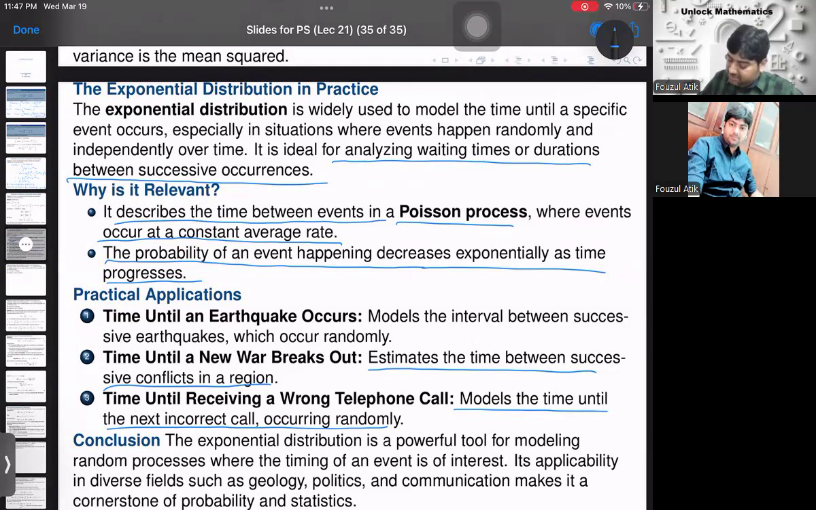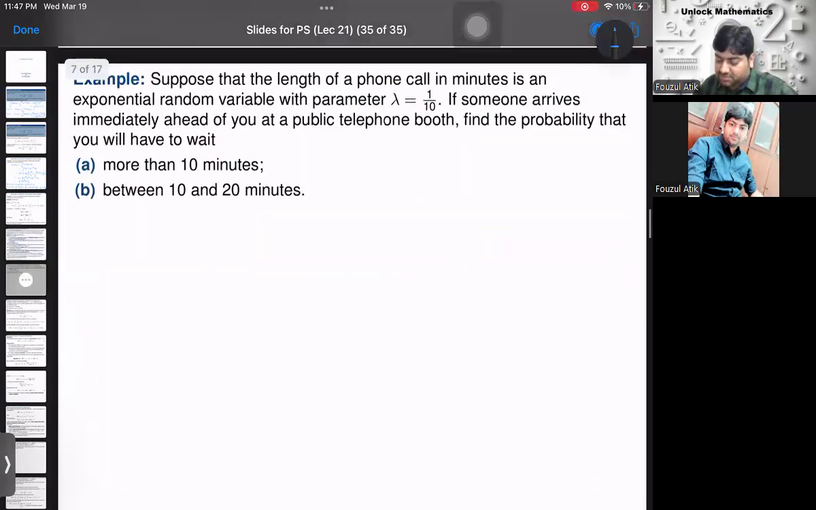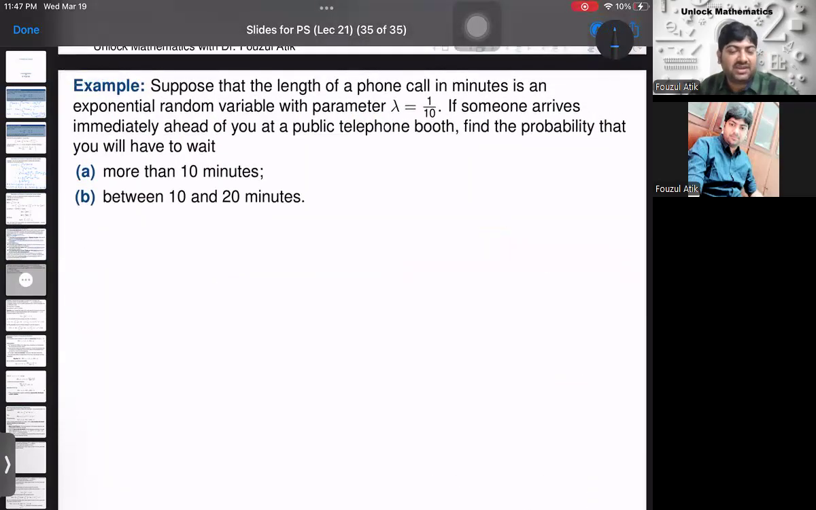So it is applicable in the field of geology, politics, communication, and many others. Right? These are a few things about the exponential distribution. And now let us solve some examples, which are very easy in nature. Suppose that the length of a phone call in minutes is an exponential random variable with parameter lambda equal to 1 by 2. So the length of a phone call in minutes is already given.